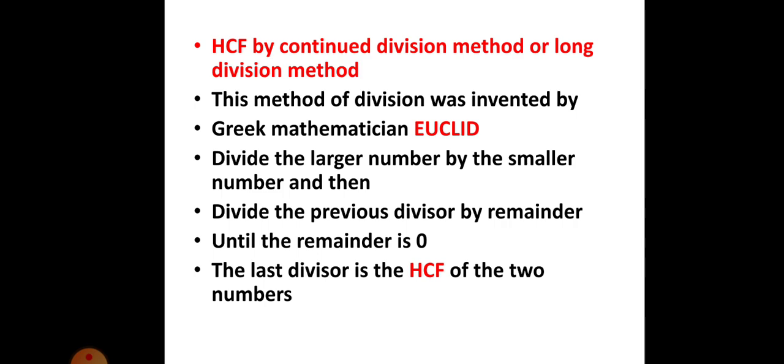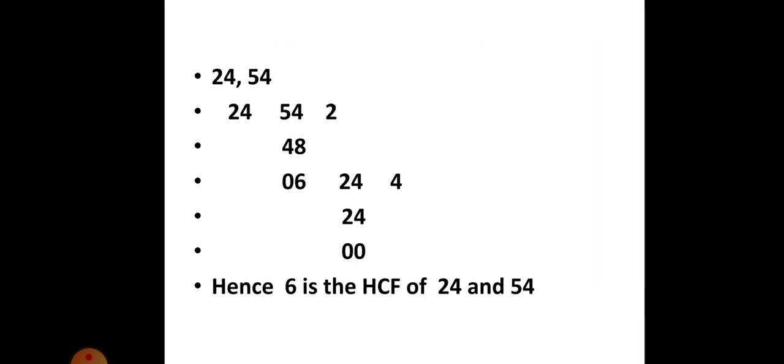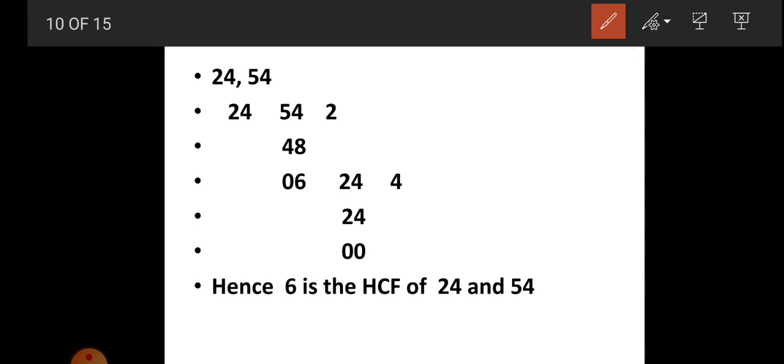When we divide, the smaller number becomes the dividend and the remainder is the divisor. We continue this process until the remainder is 0. The last divisor is the SCF of the two numbers. Now let us see the division. It is the continued division method or long division method. Long division method means we divide.